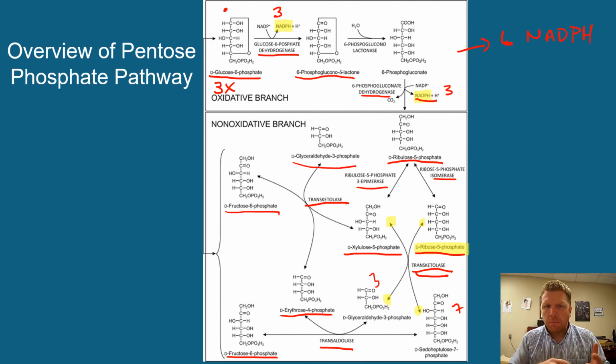What, like, we have these transketolases, epimerases, and transaldolases moving carbons, shuffling carbons around. What? Why? Well, for one reason, we can produce a molecule that can go on to be utilized in nucleotide synthesis. Also, our oxidative branch, the 6 NADPH, well, those can go on to be utilized in other anabolic processes.